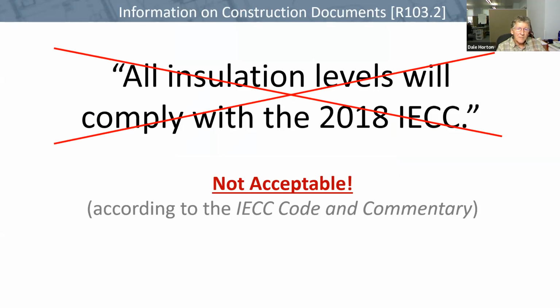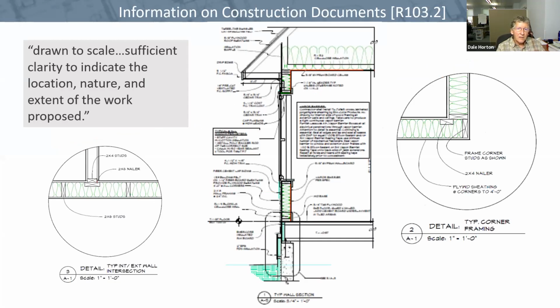For example, in the code and commentary, it says explicitly that a plans set of documents that are submitted for a permit can't say something general like all insulation levels will comply with the 2018 IECC. Well, maybe that would be simple from a builder or designer's point of view, but it doesn't fly. And the code and commentary provides even greater explanation than the provisions themselves about what's actually required in the code provisions. The IECC specifically says that the documents must be drawn to scale in sufficient clarity to indicate the location, nature, and extent of the work proposed. And it's an education and ongoing process for building departments to educate builders and designers about what needs to be submitted for a permit.